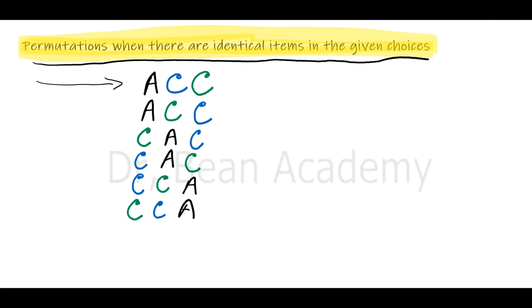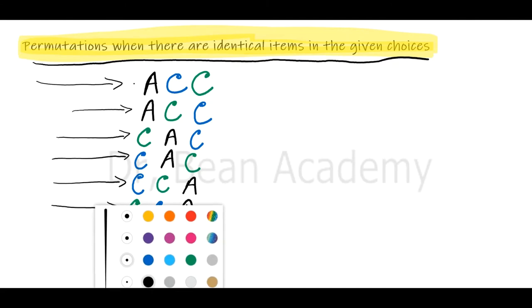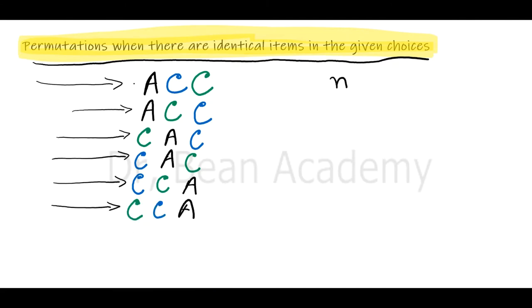So how many permutations do I have? 1, 2, 3, 4, 5, and 6. So I can make 6 permutations, right? Let's see. nPr: given choices are 3, so 3P, and the size of the permutation is also 3. Let's see what the value of 3P3 is, and my calculator tells me that I can make only 6 such permutations or arrangements. And actually I already got the 6 permutations.